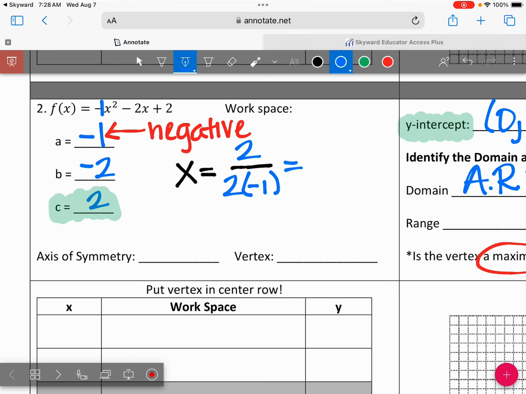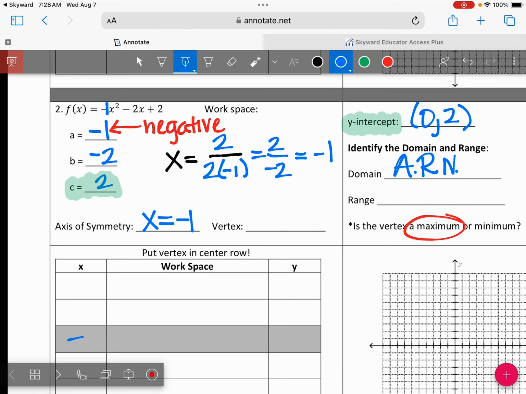So go ahead, type that in your calculator. Figure out what you get when you take 2 divided by negative 2. That's what you have when you type that in your calculator. So what is 2 divided by negative 2? Negative 1. Who agrees with Pierre? All right, so I'm going to put that right here. X equals negative 1. Negative 1 will go right here.